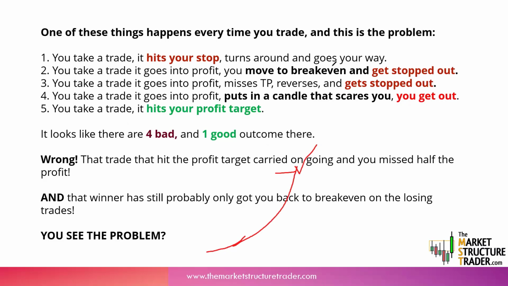You make money. So one of those 5 things tends to happen to every trader when they take a trade. It looks like there's 4 bad things and 1 good outcome, right? But that's wrong. The trade that hits your profit target carried on going all day, and you missed half that profit. How often does that happen to you? You set a 3-to-1 risk reward on a trade, it hits it within a day, and then it screams off and puts in a 5, 6, 7-to-1 risk reward trade.